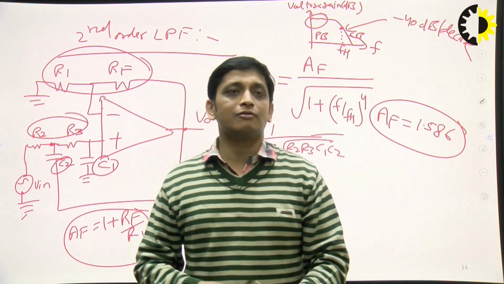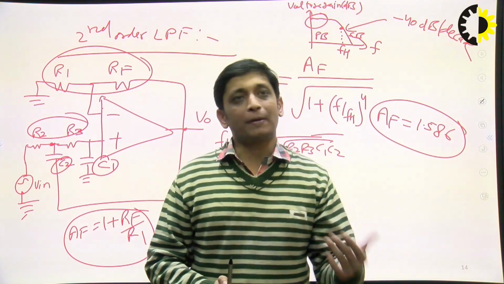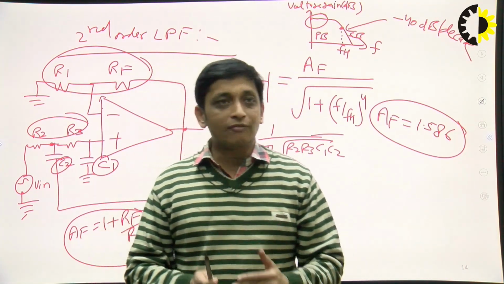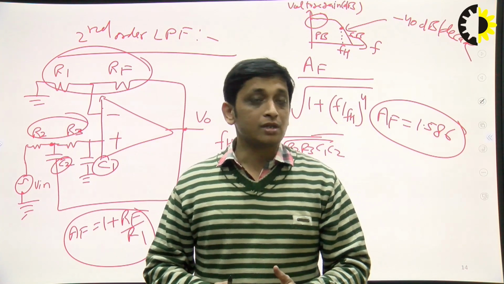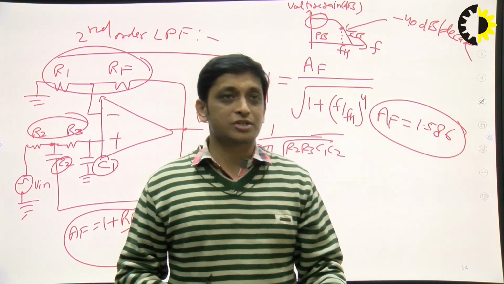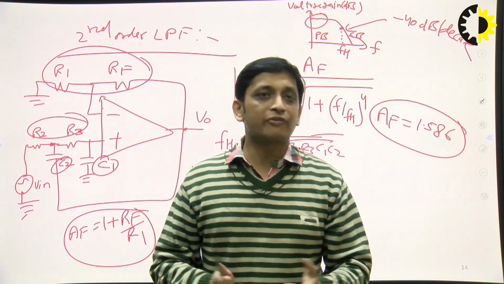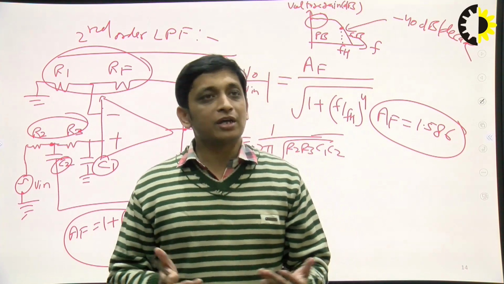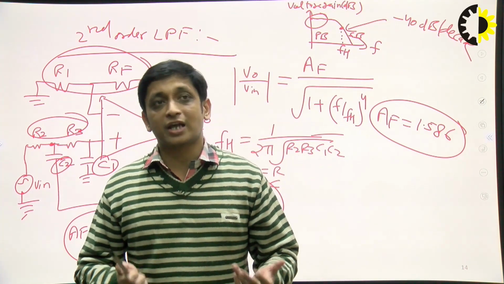And that is the advantage of active filter over passive filter. The advantage is that active filter provides gain. In passive filter, there is attenuation. That is the drawback of passive filters, because in passive filter there is no active element, and if there is no active element, we cannot get the gain factor.